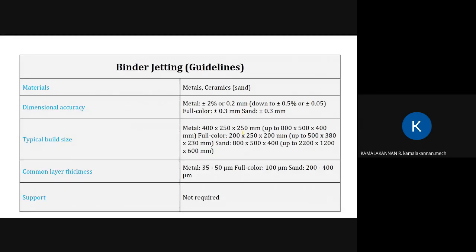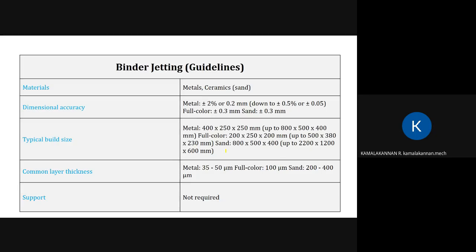So for metal, 250 by 250 by 250 minimum you can make, maximum 800 by 500 by 400. Even this metal size 800 by 500 by 400 is not possible in other types of 3D printing. Only in binder jet it is possible. Okay, and as I told you, 2200 by 1200 by 600 is possible here in 3D printing for sand.